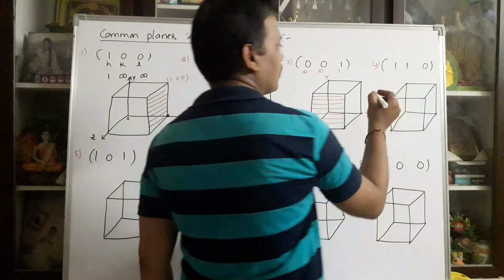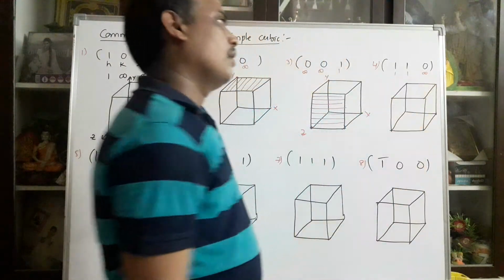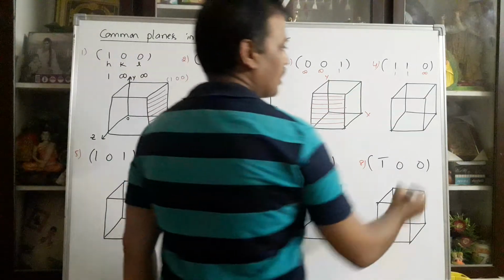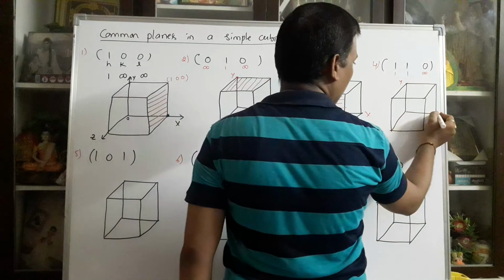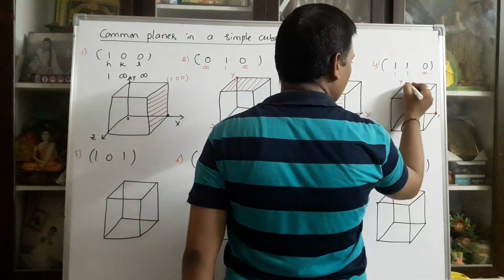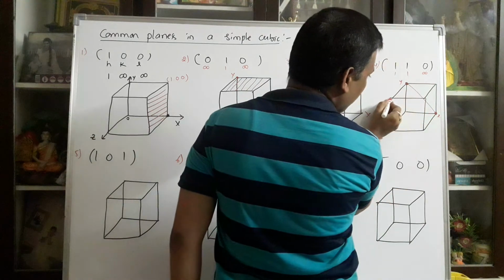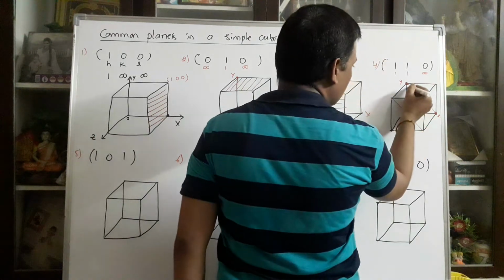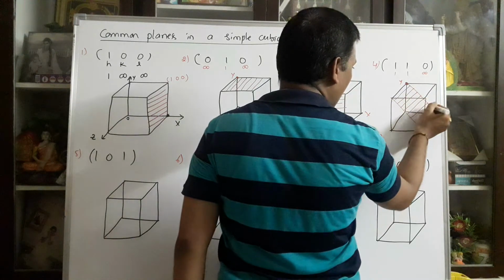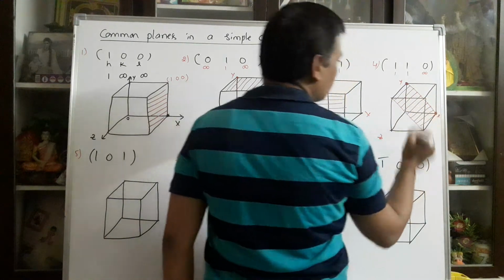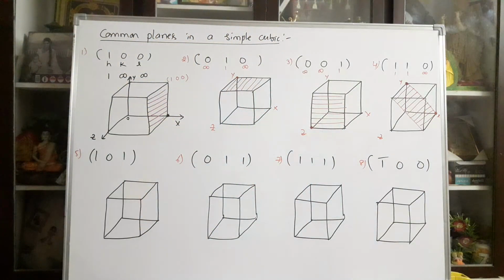After that, 1, 1, 0. Intercepts 1, 1, infinity. So this plane is parallel to z axis. I am taking the axes x, y, z. So x is equal to 1, y is equal to 1. Based on this, you can draw one line like this. So this plane indicates the 1, 1, 0 plane, parallel to z axis. That plane does not cut the z axis.